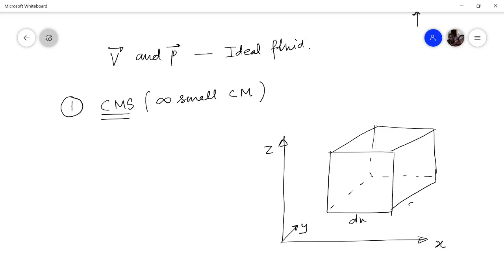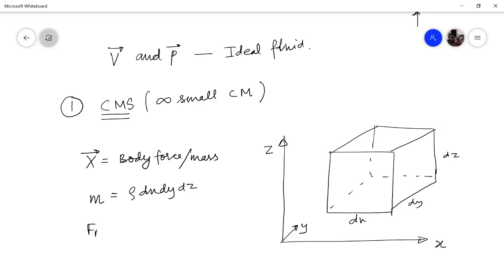If this length is dx, this length is dy, and this length is dz, then first we have to talk of forces. Let us say that X vector is the body force per unit mass. The mass of this element at this instant will be rho times the volume, that is dx dy dz. So the body force acting on this element at any time will be the mass of the fluid element times X vector.